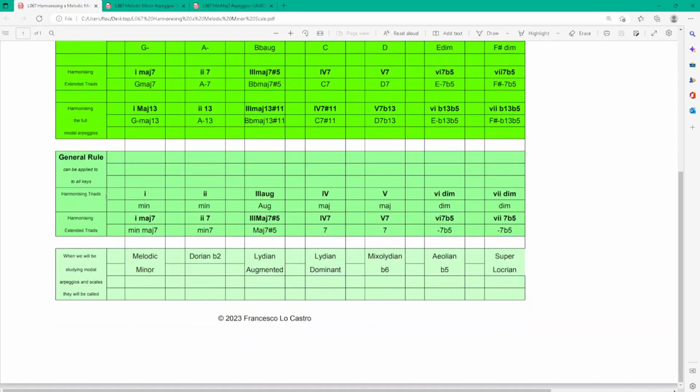So as a general rule, when it comes to the harmonization of melodic minor, we have chord number 1 is minor, minor, augmented, major, major, diminished, diminished, if it's only triads. If we are harmonizing the extended triad: minor major 7, minor 7, major 7 sharp 5, dominant 7, dominant 7, half diminished. And these are the names that the various modes are going to take. Melodic minor, Dorian flat 2 is the one I was showing before, then Lydian augmented, Lydian dominant, etc.